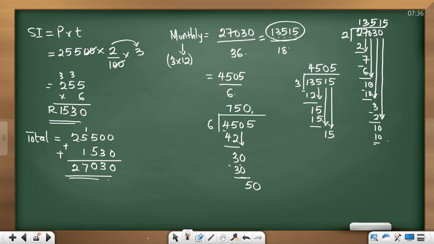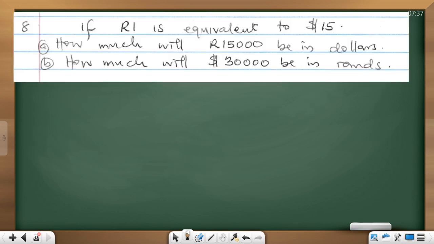Can 6 go in 50? 8. And then I have 48. I have a 2 there. Can 6 go there? I have 3. 18. Now it's going to continue. So my answer would be 750,83. All right. I think we have the last question.